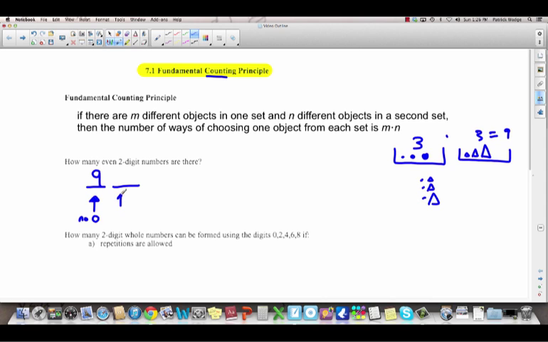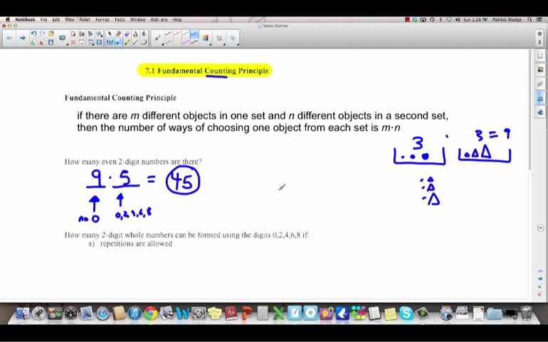How many numbers can fit in the second spot here? Well, it needs to be an even number. That means it has to end with either 0, 2, 4, 6, or 8. So we could have 5 different numbers in that spot. How do we get the total number of different numbers? Multiply those together, 45. There's 45 even 2-digit numbers.